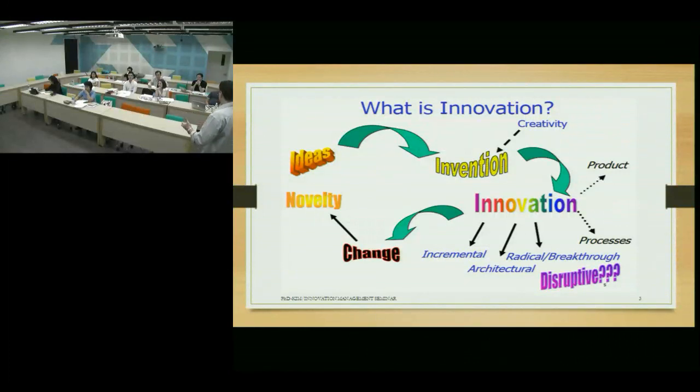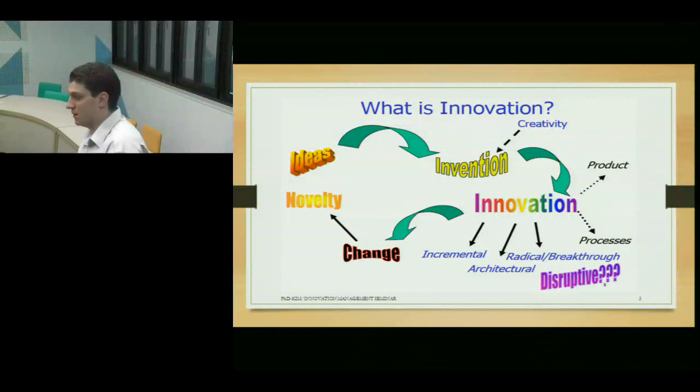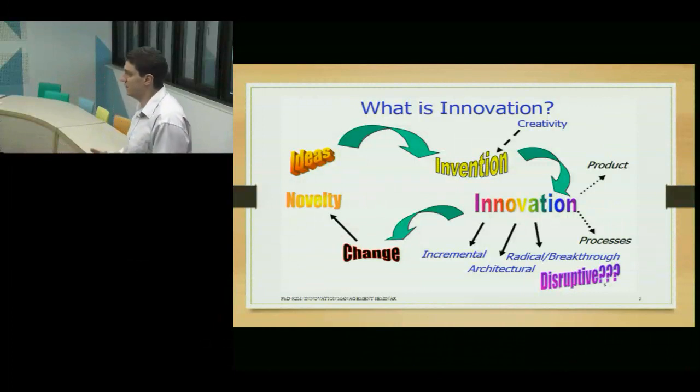Innovation is about ideas first, right? It's about novelty to a small or to a large degree. That is important. Innovation also includes creativity. And also we need to describe and explain what's the difference between innovation and invention.